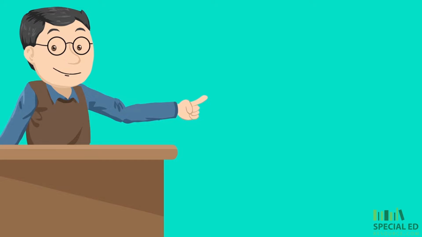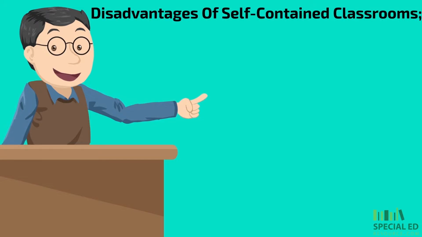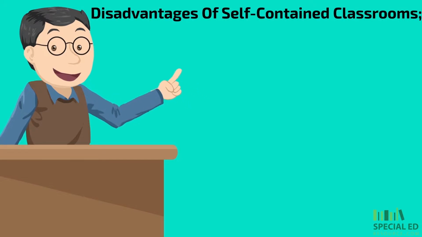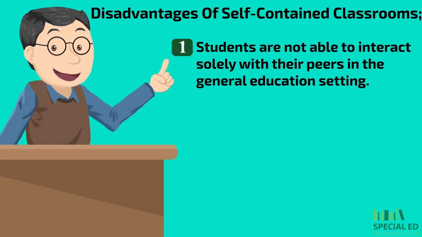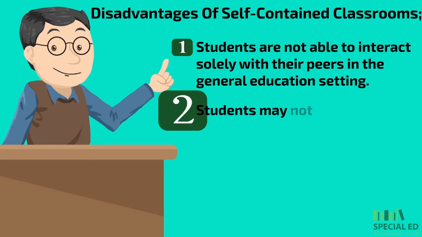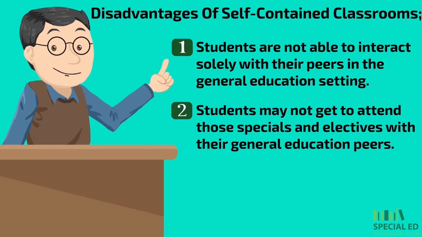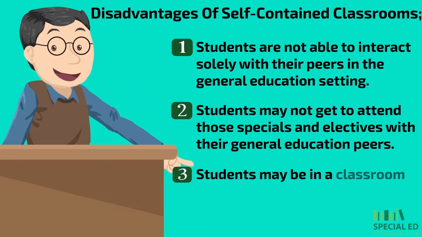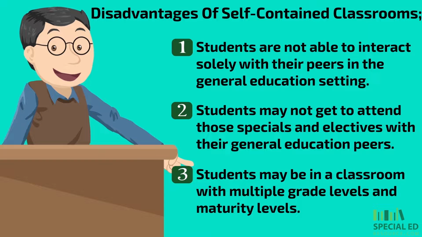Now let's move on to the disadvantages of self-contained classrooms. Number one, students are not able to interact solely with their peers in the general education setting. Number two, students may not get to attend those specials and electives with their general education peers. They may have to attend a specific time different than their grade level. Students may be in a classroom with multiple grade levels and maturity levels.